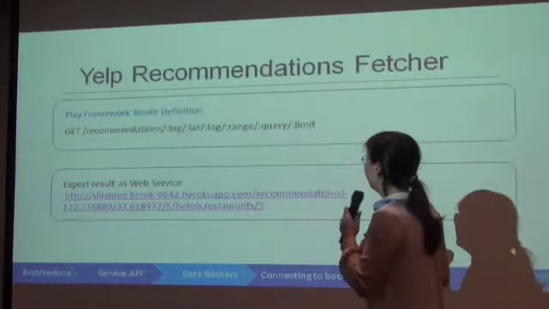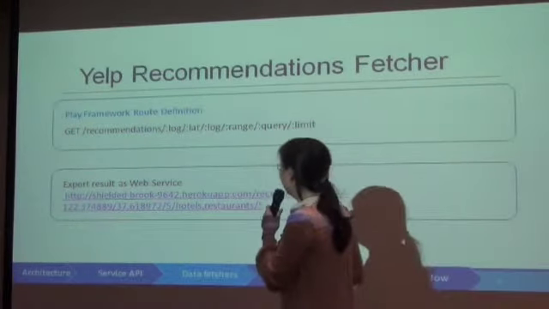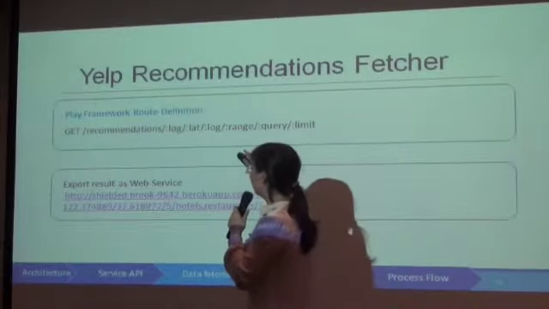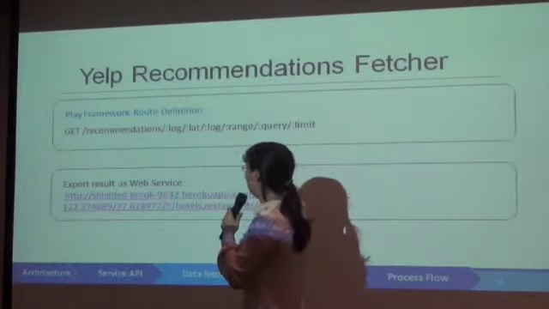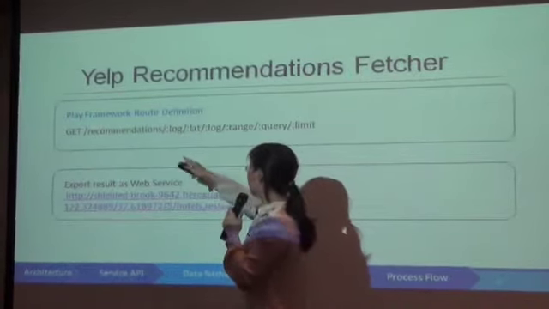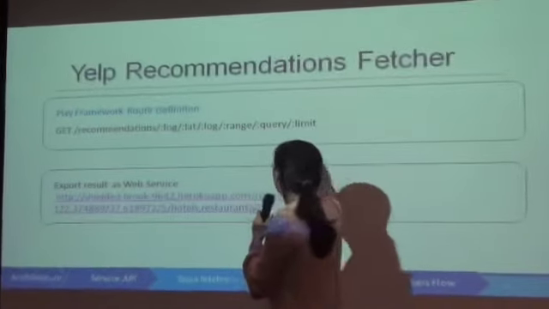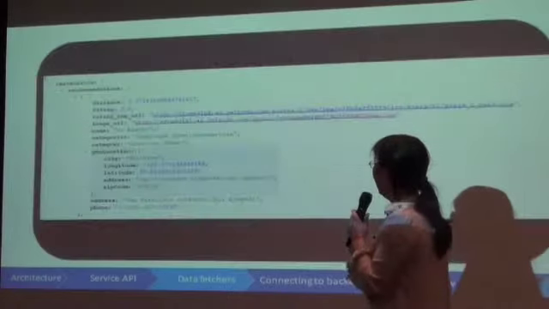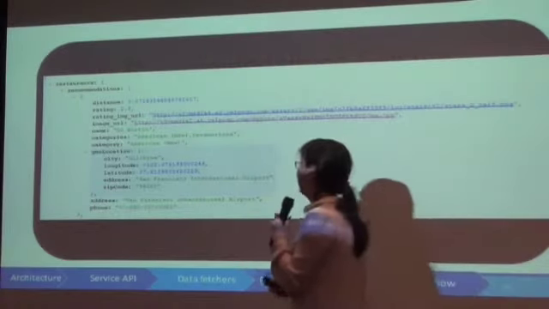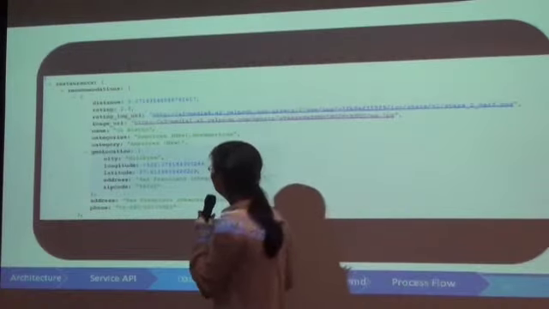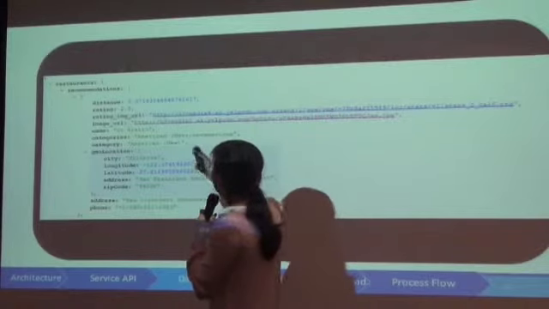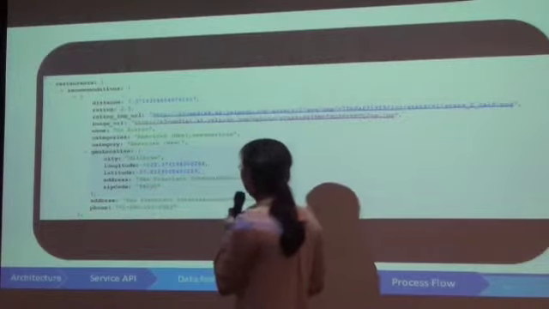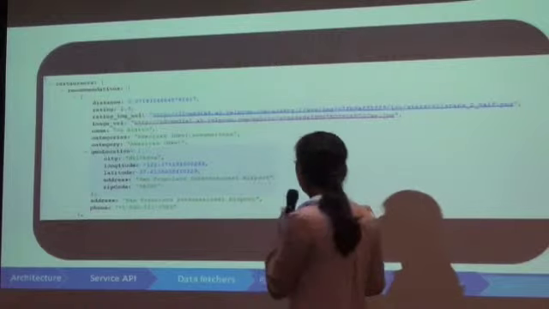So next is the Yelp recommendation feature. So for this one we defined another GET request in the Play framework. Recommendations is the action name, with those parameters. So when we send that request to Yelp, Yelp will give back some good format data. Like this one is recommending a restaurant near SFO airport.